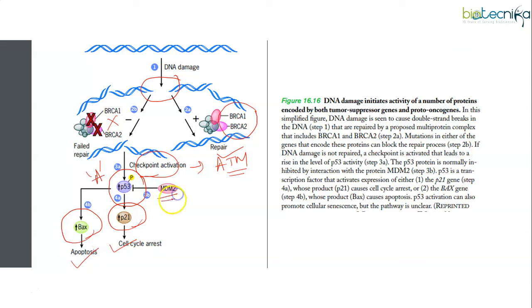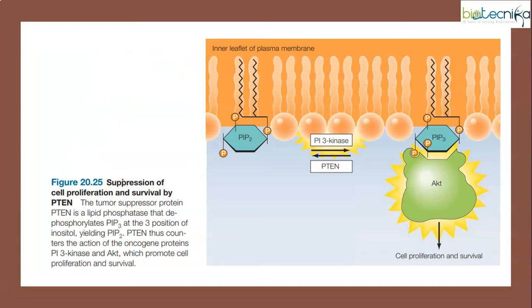Now, what is this MDM2? MDM2 is a negative regulator of p53 gene. So, normally it keeps the p53 at low level in the cell. When required, then only it will be activated.